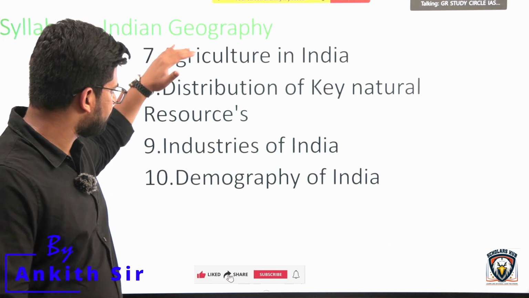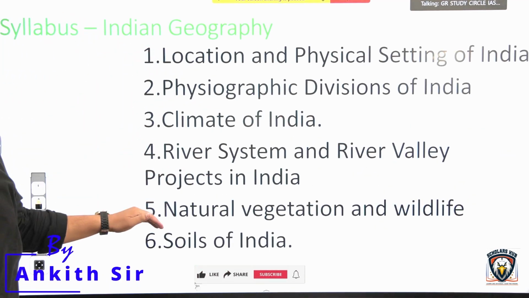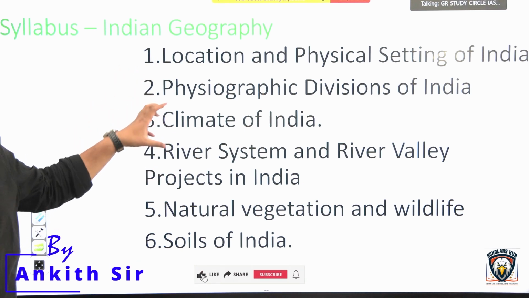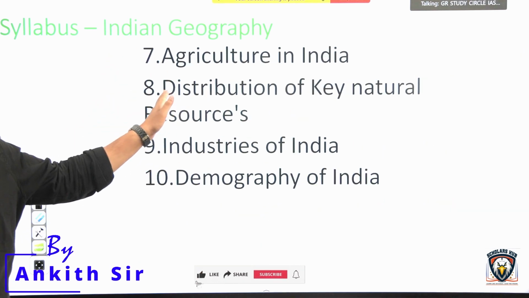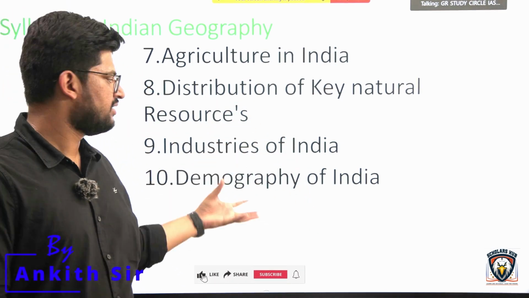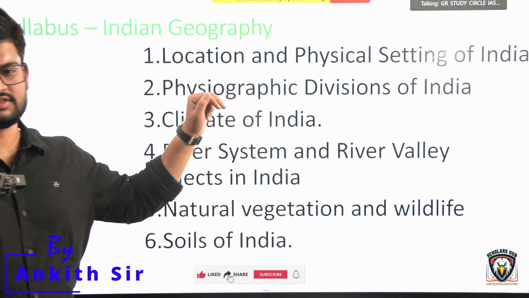These topics come under human and economic geography, and these come under the physical geography field, where we will be discussing physiographic divisions, soils, vegetation, rivers, climate of India. And in the human geography part of India, we will be discussing agriculture, industries, key natural resources, demography of India, all this. So let us start with the first topic, that is location and physical setting of India.